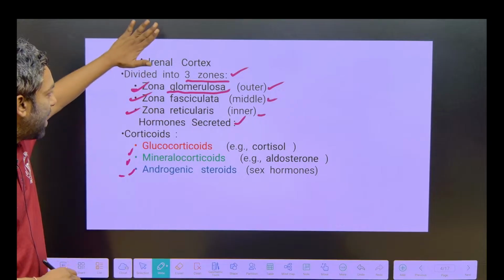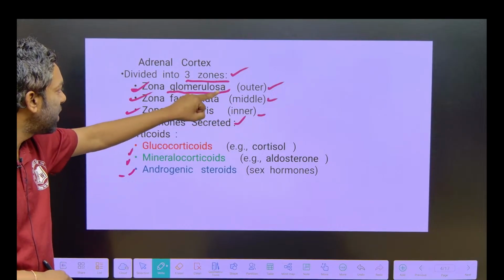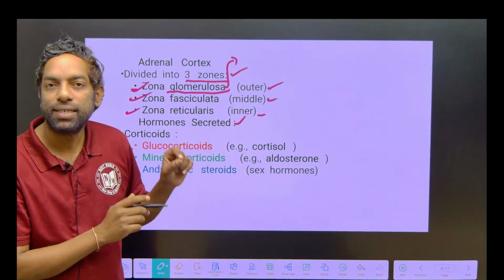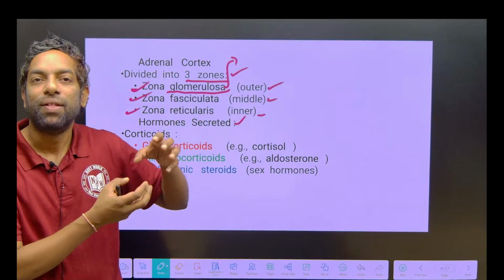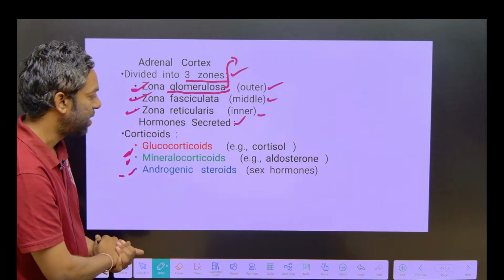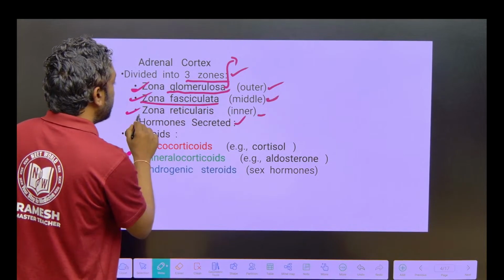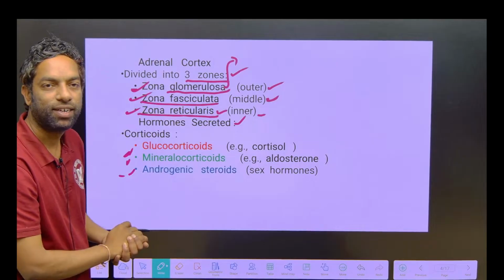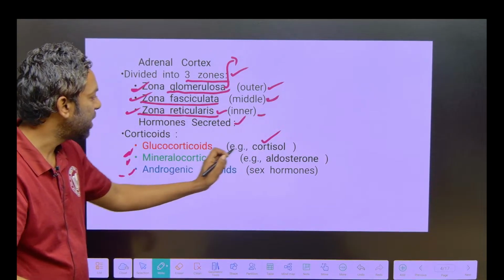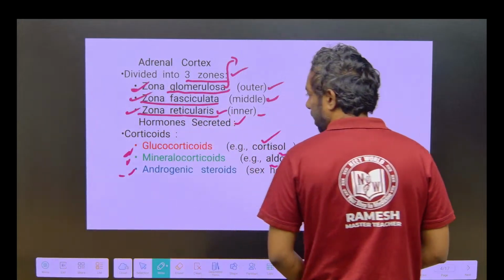Just look here. The adrenal cortex has three zones: outer, middle, and inner. The outer is zona glomerulosa. There is glomerular filtration in the kidney, and that relates to osmoregulation, which is controlled by mineralocorticoids. Zona fasciculata is the middle layer, and zona reticularis relates to reproduction. Glucocorticoids are cortisol, mineralocorticoids are aldosterone, and androgenic steroids are the sex hormones they control.